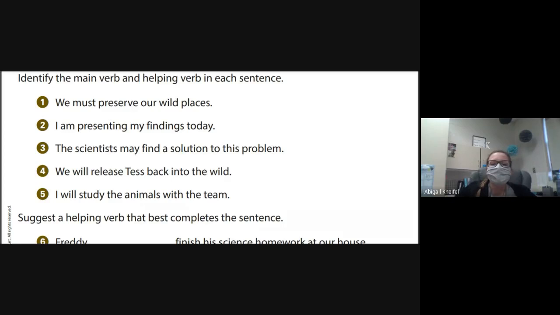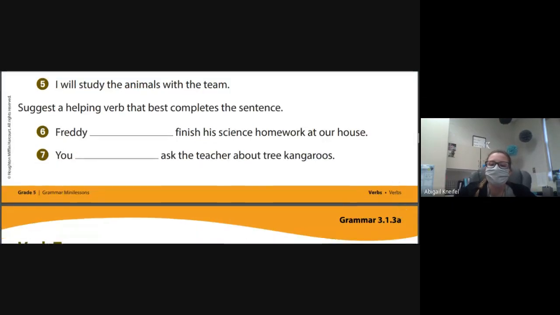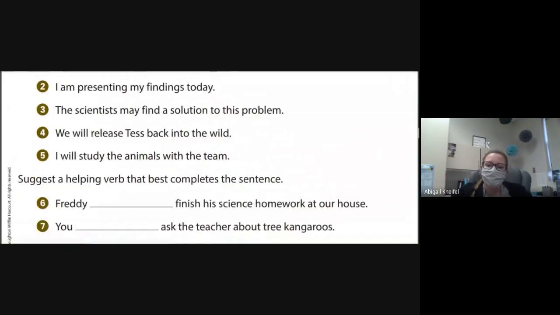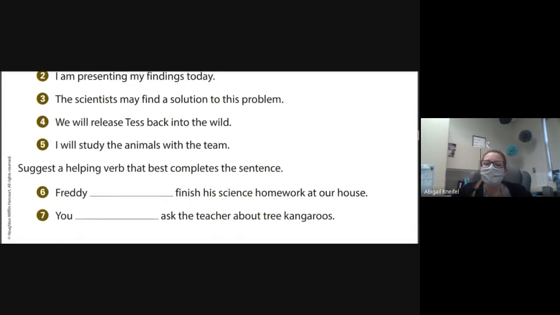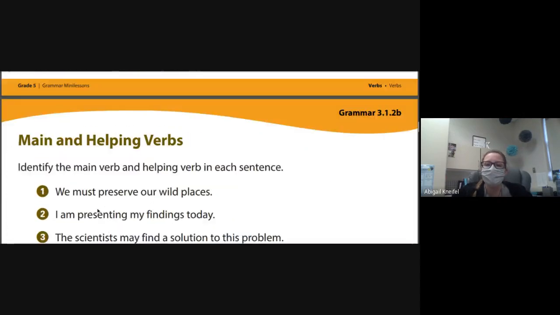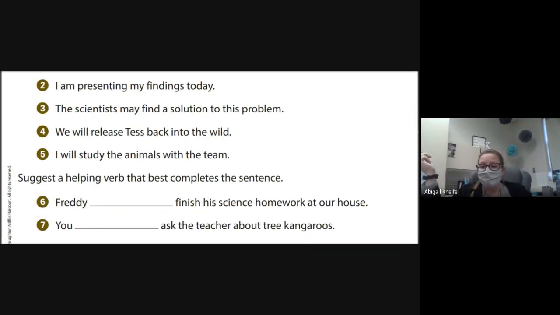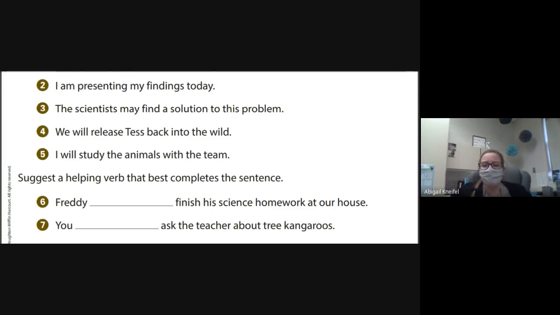The next part's a little bit different. You have to suggest a helping verb that best completes the sentence. So 6, Freddie blank finished his science homework at our house. What's a word that could go there? Freddie blank finish his science homework at our house. What could go in the blank? Will. Evan. Will works. I don't know if has works. Freddie has would have to be finished, Zach. So will, I definitely think, is the best choice. So way to go. Next one.